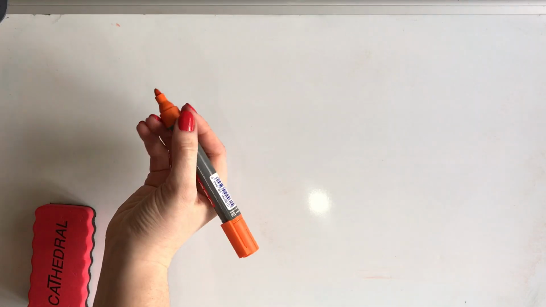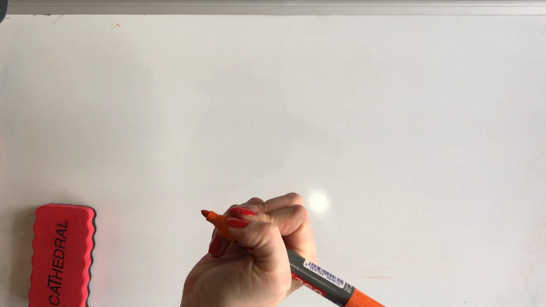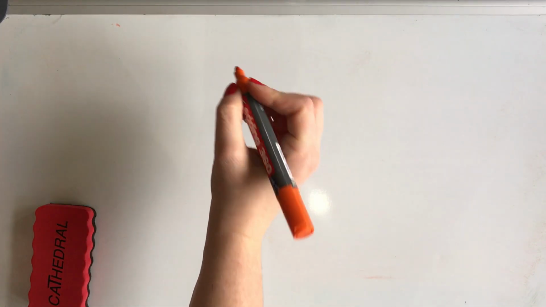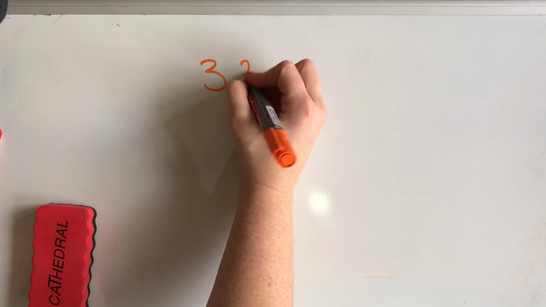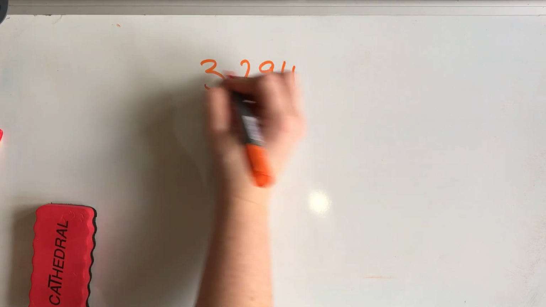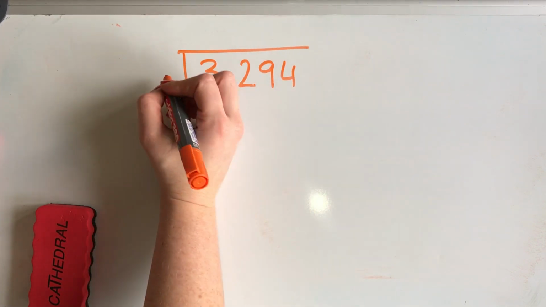And then for division, we're going to look at long division, but we're going to look at different ways to do it. Okay, so let's have 3,294 divided by 18.